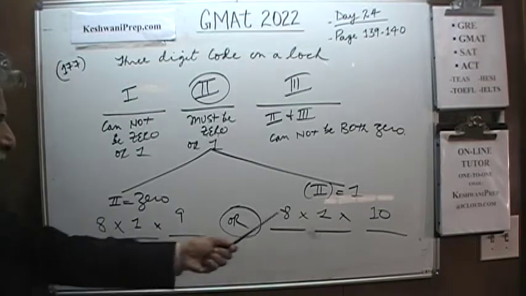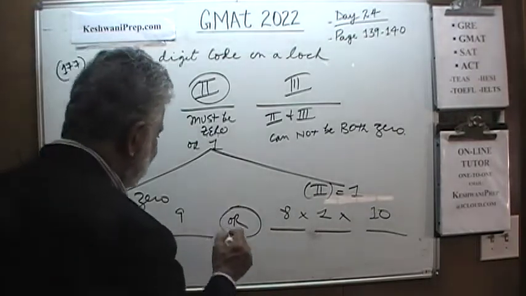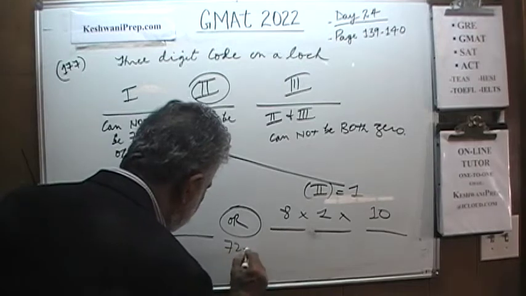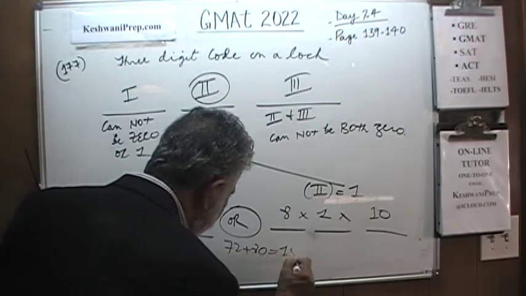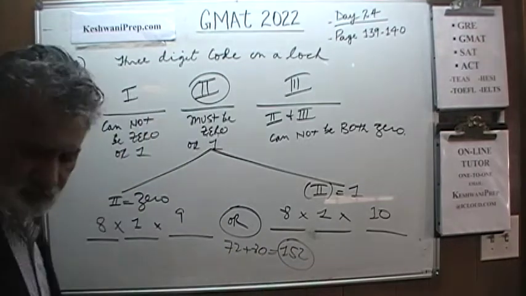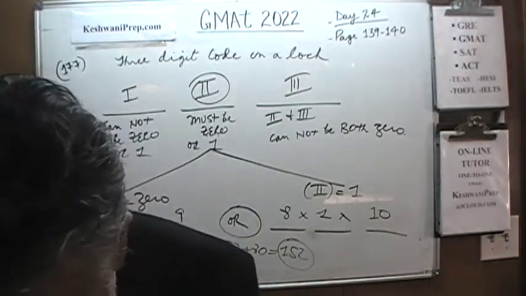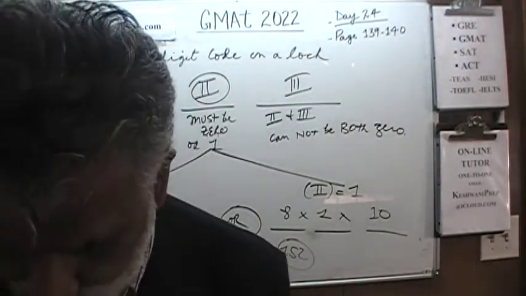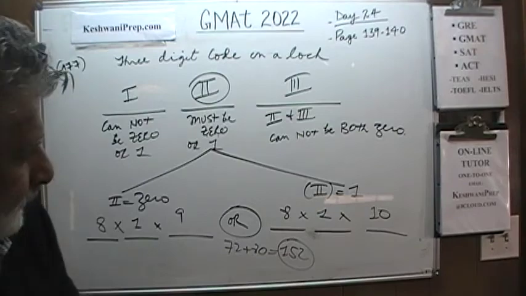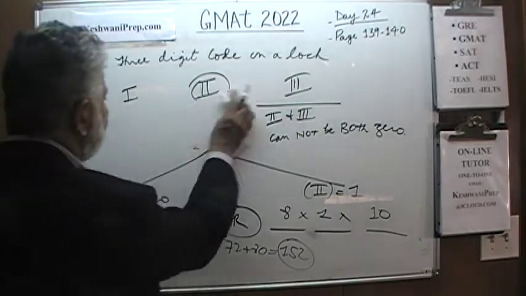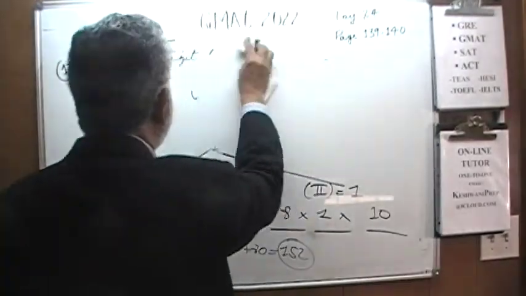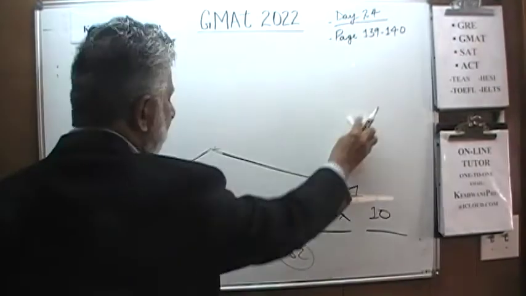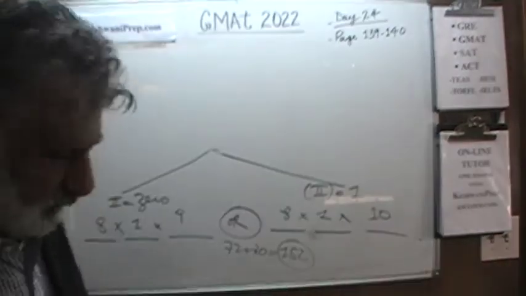It's simply 72 plus 80, whatever that happens to be. 72 plus 80 is 152. So 70 plus 80 is 150. 177. I got confused for a second. 178, rather. In 178, we are told that we have a solution.